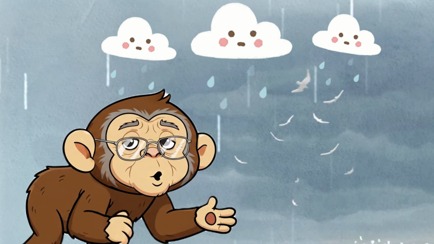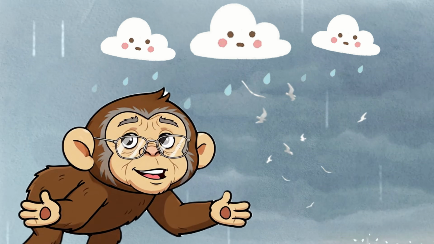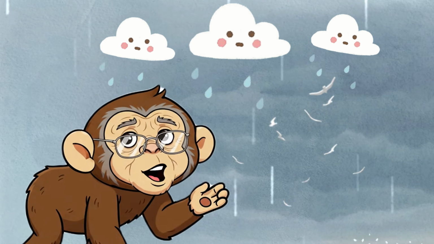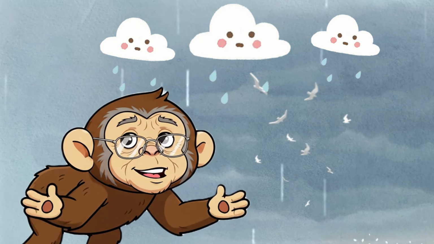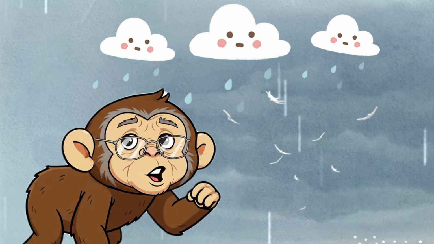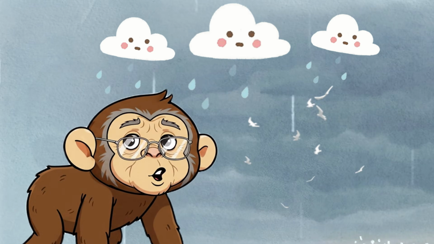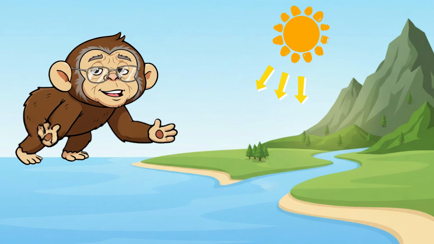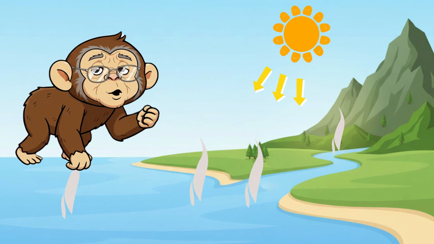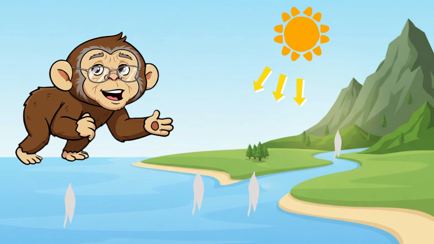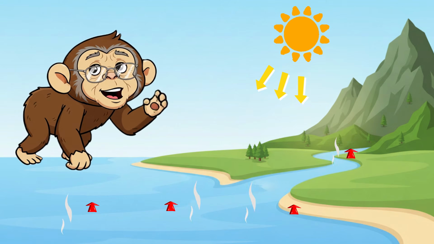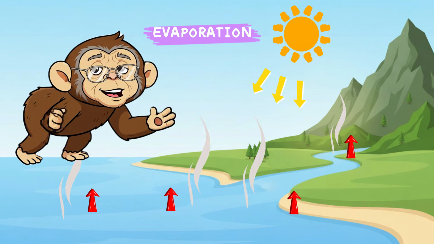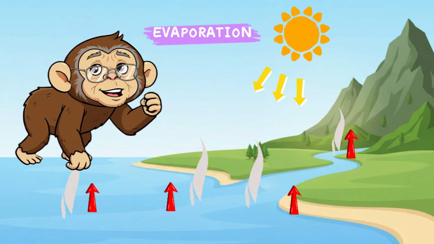Hello, everyone. Have you ever wondered where rain comes from, or where clouds come from? This is exactly the content of the water cycle. Let's find out together. Let's start. When the sun shines down on rivers and oceans, the water will evaporate, and then it rises into the air. This process is called evaporation. This is the first step of the water cycle.